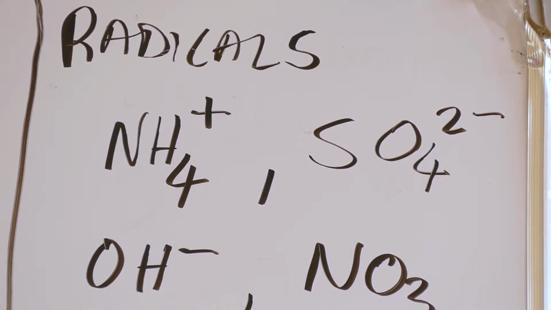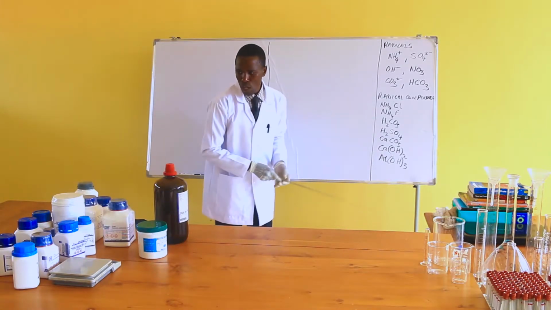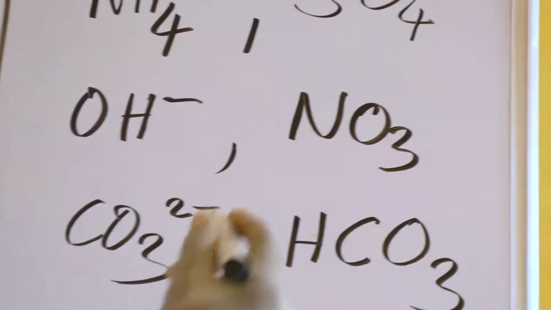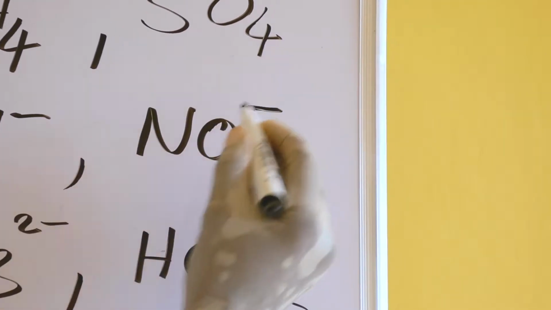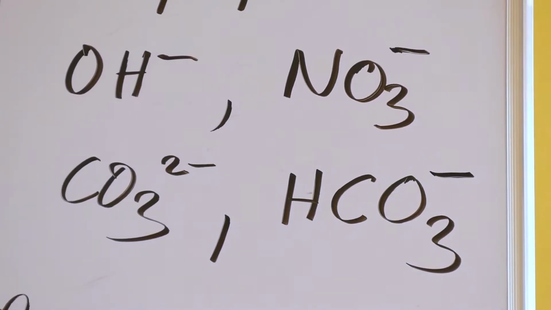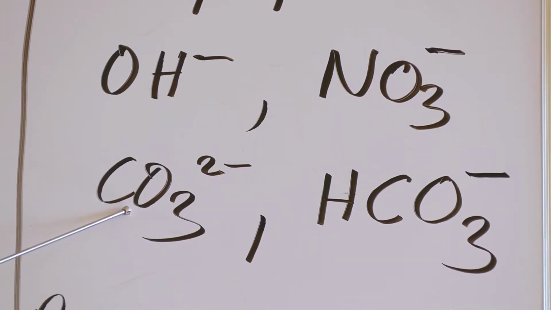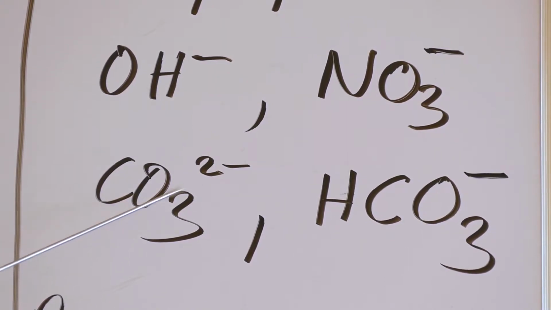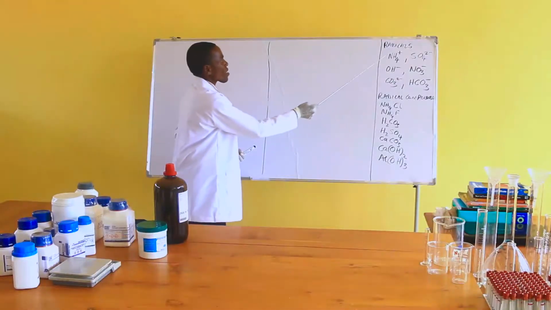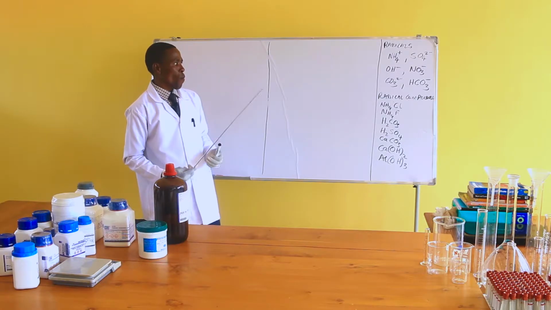Now another common one is the hydroxide radical, and this one is nitrate. Here it has a charge of -1, and this one, hydrogen carbonate, also has a charge of -1. So this one is a nitrate ion, and this one is the carbonate ion. This one is called the hydrogen carbonate ion. These are some of the common radicals we find in chemical compounds or chemical formulas.